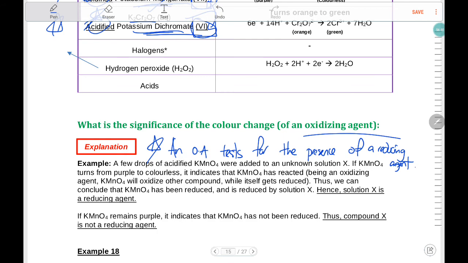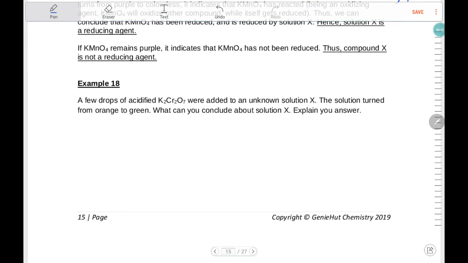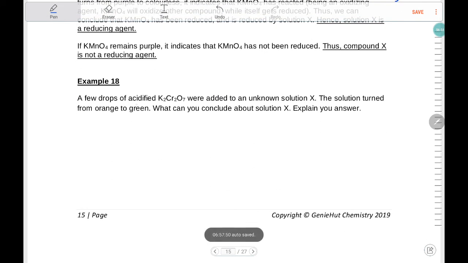Okay, so what do I mean? Give an example. Let's look at example 18. So a few drops of this acidified dichromate. If you look at the table above, this potassium dichromate is an oxidizing agent. Alright, you add it to an unknown solution and then you see a color change from orange to green.